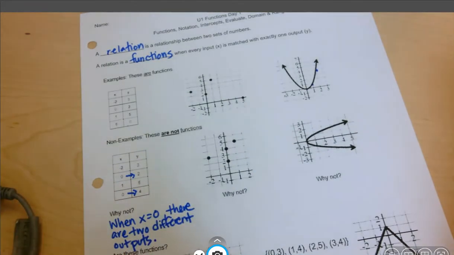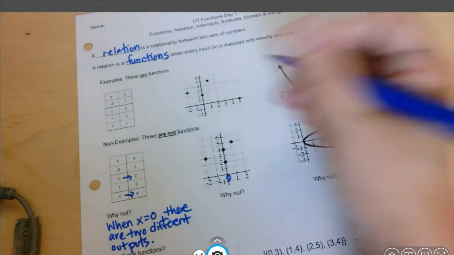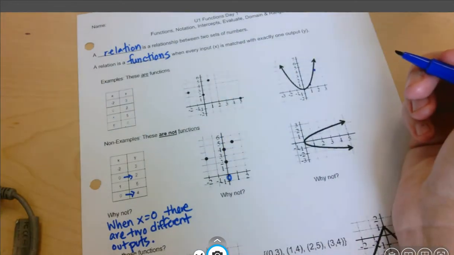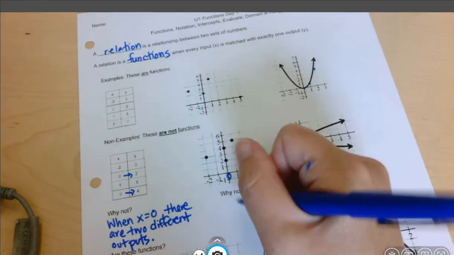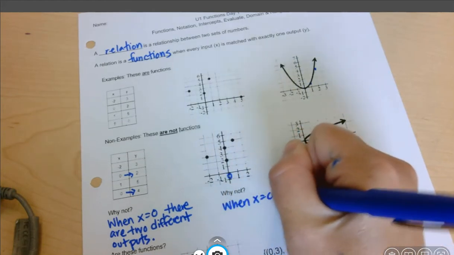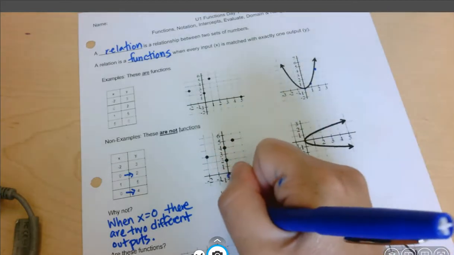All right, and for the next one, it's actually the same exact thing. When x equals 0, the output could be 2, or the output could be 4. So when x is 0, there are two different y's. Y's are the same as the output.